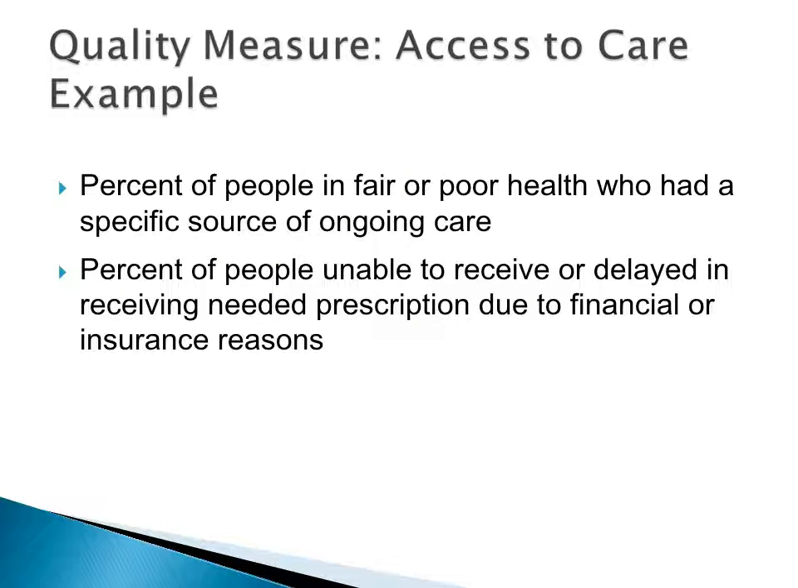Here's a couple of access to care measures: the percent of people in fair or poor health who have a specific source of ongoing care. What this means is that when you ask people what their health is, and then later on you ask them, do you have a primary care provider or a healthcare home? And let's say they say their health is poor or fair, and then they answer no to healthcare home. That means that they don't have a healthcare home, they're in poor health, and so they have limited access to care. And the percentage of people unable to receive or delayed in receiving prescriptions due to financial or insurance reasons.